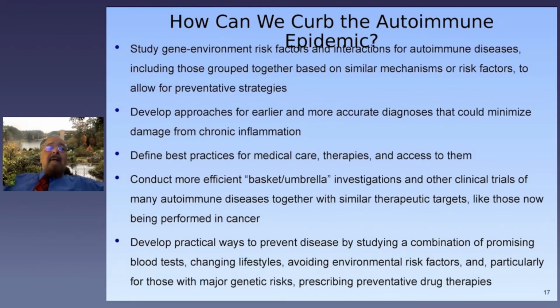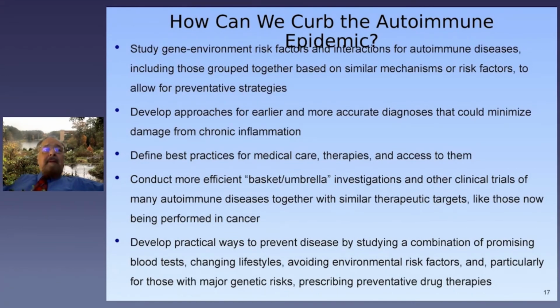We need to decide how to best diagnose these diseases. As most of you know, it can take years to come to a diagnosis, seeing many different doctors. And if we had better diagnostic approaches, better biomarkers, better testing, we could actually diagnose these earlier and minimize the damage that occurs from chronic inflammation while these diseases evolve. Even after being diagnosed, we'll find differences of opinion from different doctors about how to treat these autoimmune diseases. And so we need to define the best practices for medical care here as well.